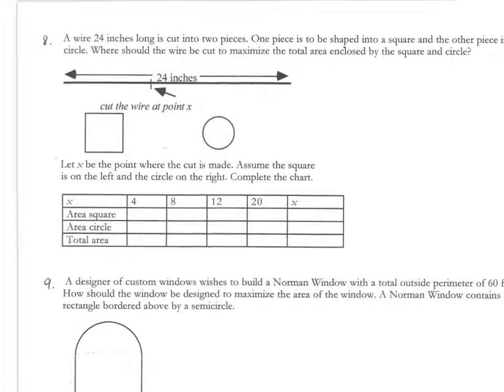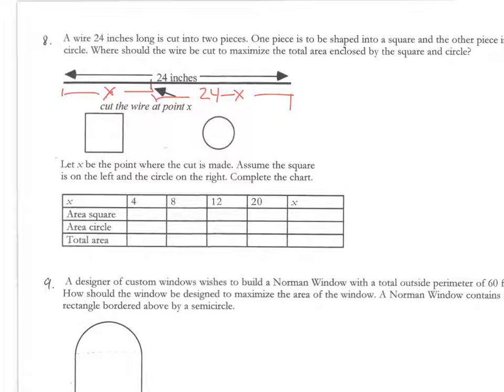So they kind of set it up for you, if you look at the picture, that the wire is going to be cut at some point. They're going to call this first part X. Actually, we could call either one, but I'm going to go from the left and call that X, and then call the remaining part 24 minus X. So let's go ahead and start with that. Again, that's my X. And then if my whole length is 24, then 24 minus X is going to be from that cut over to the end.